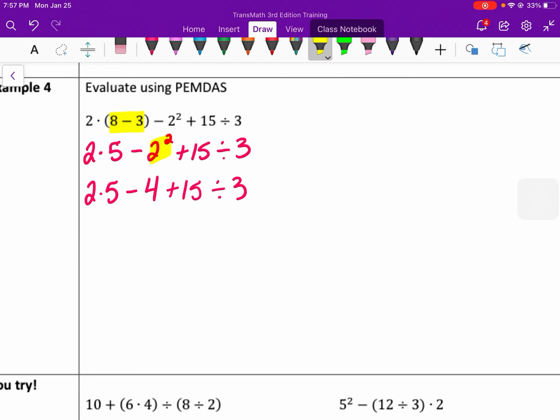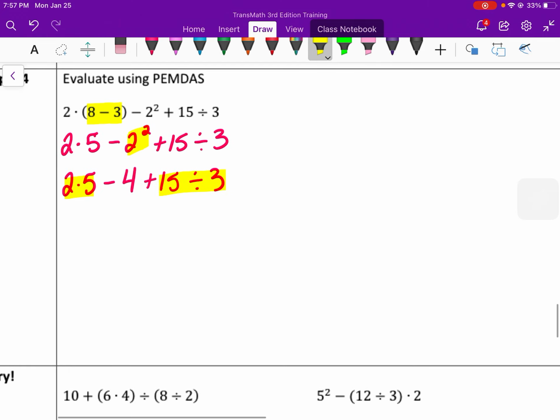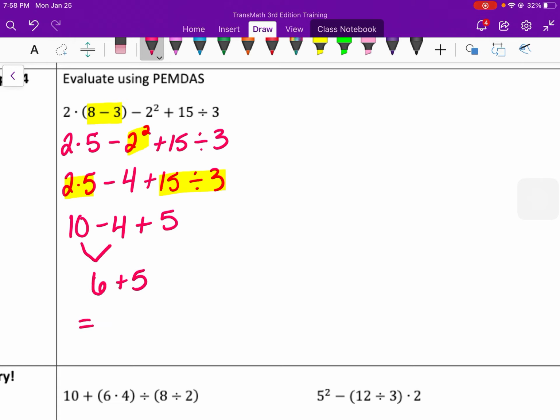Then you're going to work from left to right and do the multiplication and division. So multiplication and division, from left to right though. So 2 times 5 is 10, and then we have minus 4 plus. As long as we've done the 10 first on the left, you can do this on the right at the same step here. 15 divided by 3 is 5. And then we add and subtract, but from left to right. So in this case, the subtraction's on the left, so it comes first. 10 minus 4 is 6. Then 6 plus 5 is 11.